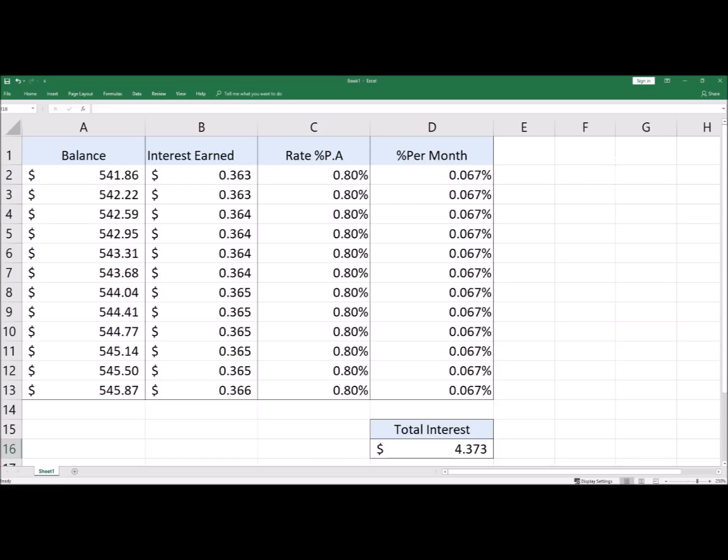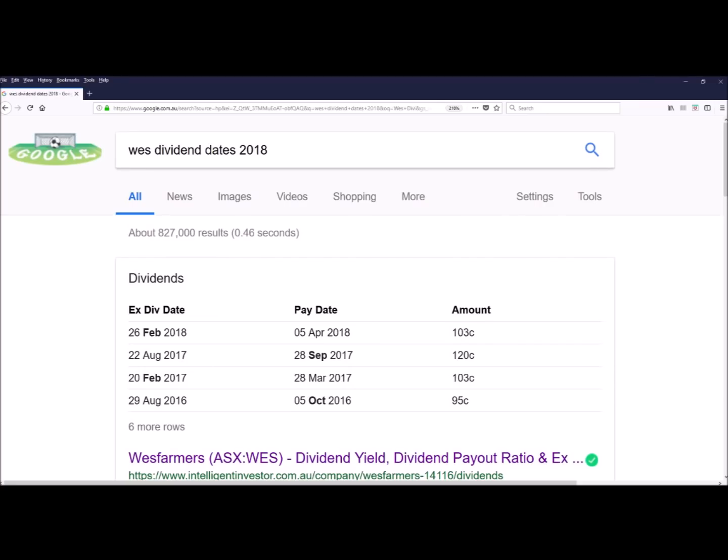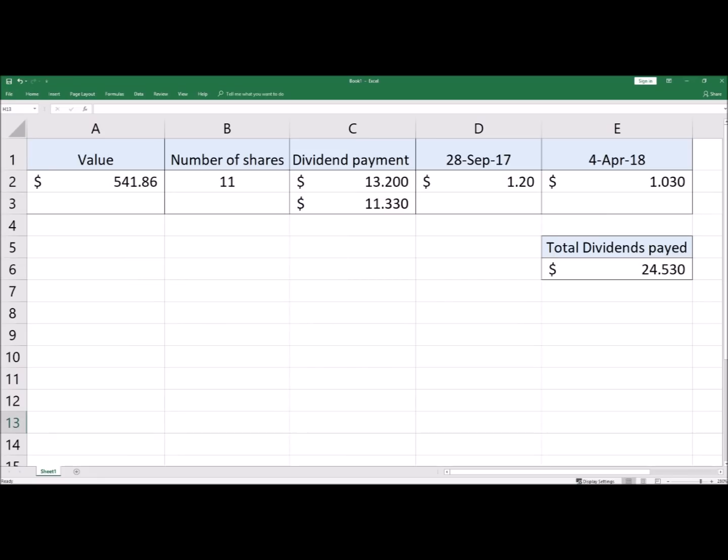Now, based on the last two dividend payments made by Wesfarmers in September 2017 and April of 2018, and applying that to the number of shares I own from that trade of the same value, you can see a huge difference. If I have 11 shares that I bought for $541.86, I get $1.20 per share in September and $1.03 per share in April. That's a total profit of $24.53. That's a difference of $20.15 over 12 months.